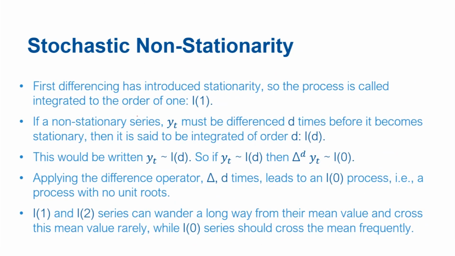Let us summarize what we discussed in this stochastic non-stationarity. We said that first differencing introduced stationarity in a process that was integrated of order 1 or I(1). So if a non-stationary series requires differencing d times, then it is said to be integrated of order d. It can also be written as yt tilde I(d). That means it is an integrated process of order d, and it requires differencing d times, that means delta to the power d.